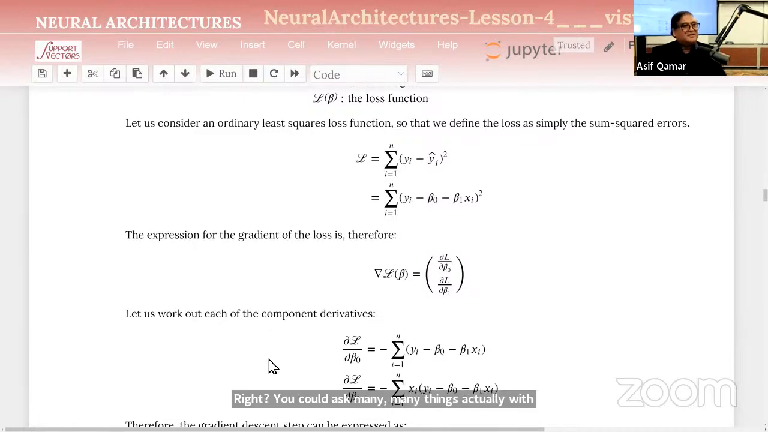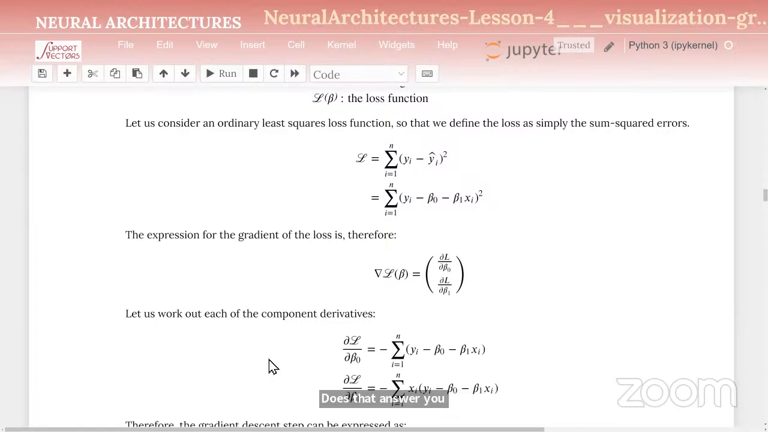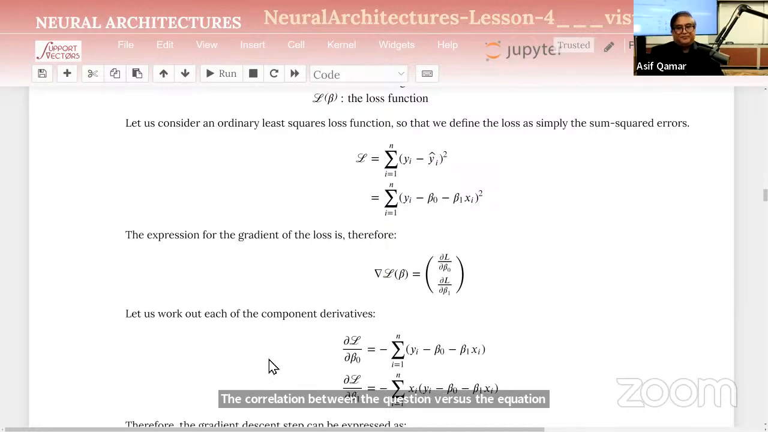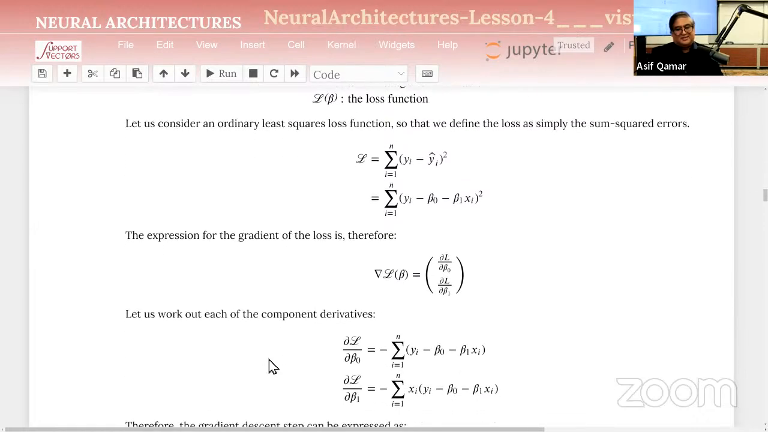Right? Does that answer you? It does. I'm only wondering how the equation would change if you ask a different question, the correlation between the question versus the equation. See, any equation, you have to write it as a relationship between input and output. If you can do that, then the rest of the math remains exactly the same.